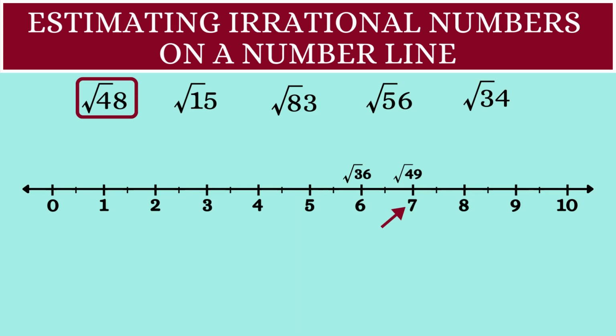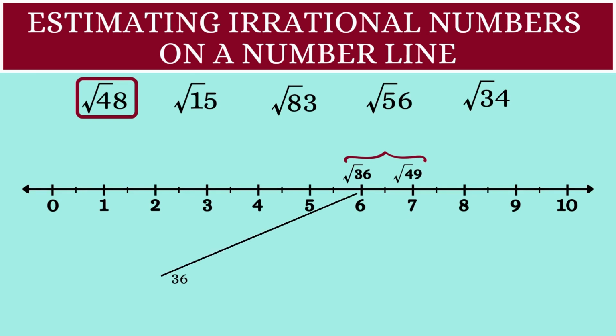Now let's understand why we did this. Our question, square root of 48, falls between square root of 36 and square root of 49. So it should lie somewhere between 6 and 7. But we can even precisely estimate where we can plot it.